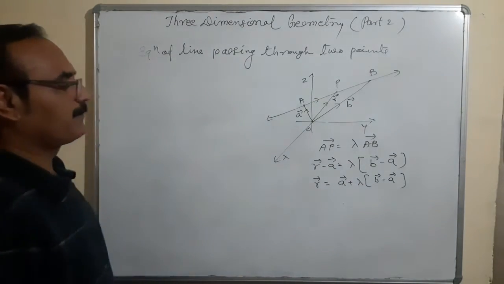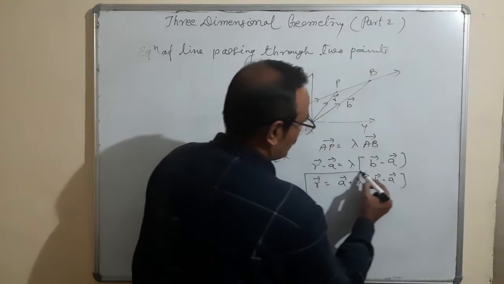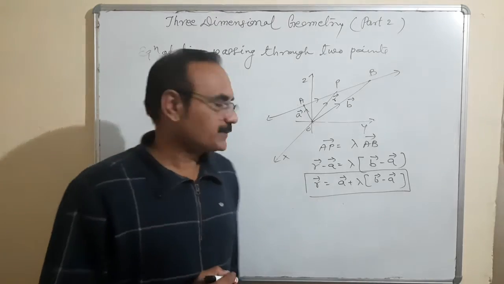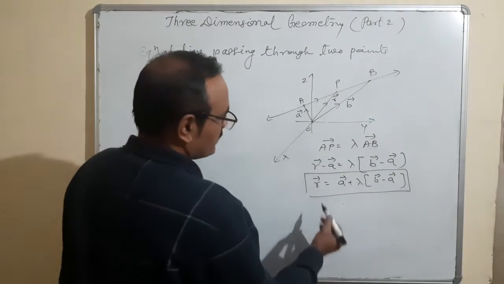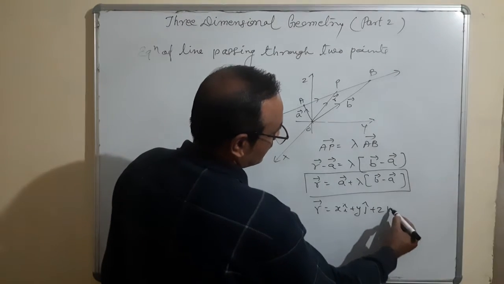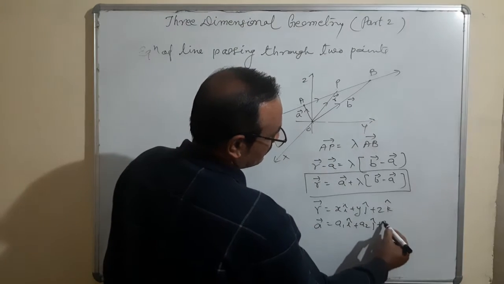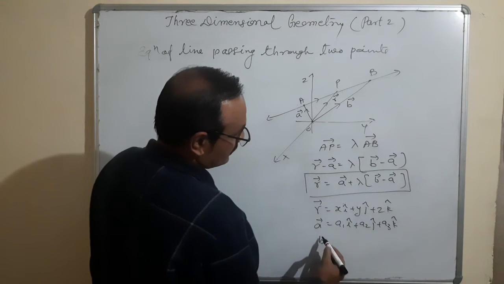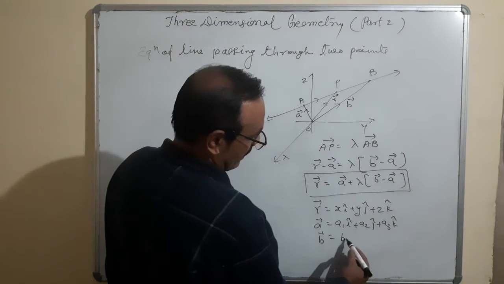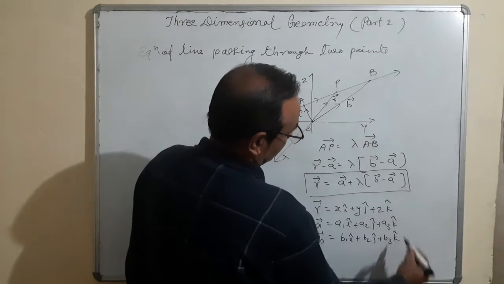Is it okay? Vector R is equal to vector A plus lambda times (vector B minus vector A). This is the equation of the line passing through 2 points, the points are A and B. We'll consider again R is equal to xi plus yj plus zk. Vector A is equal to a1i plus a2j plus a3k. Vector B is equal to b1i plus b2j plus b3k.